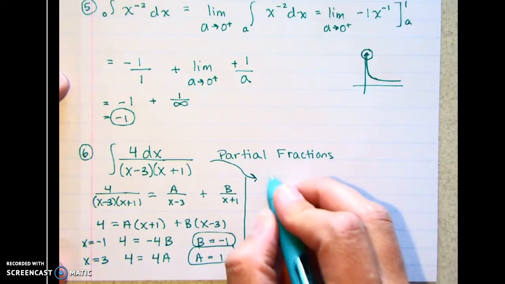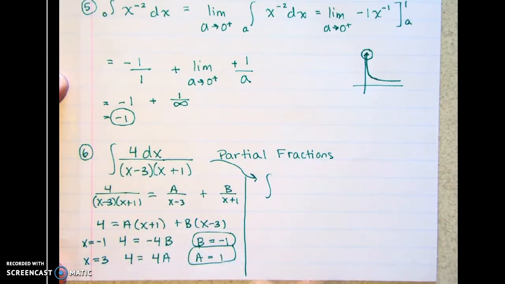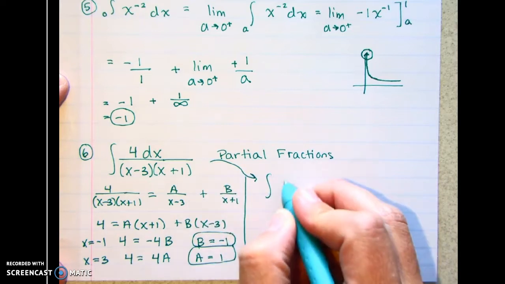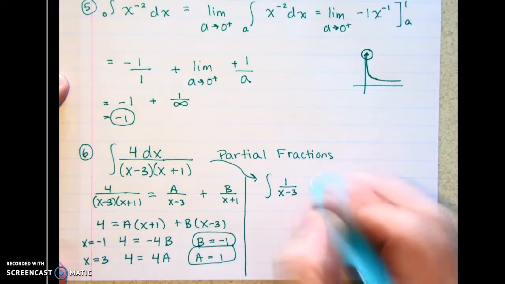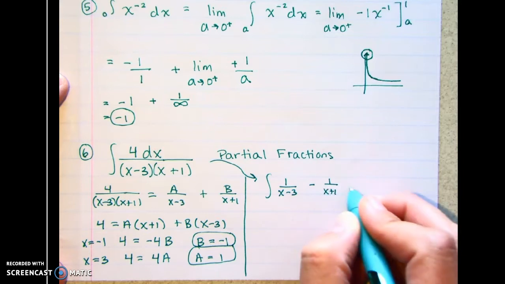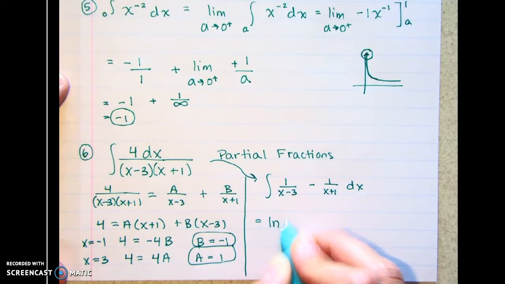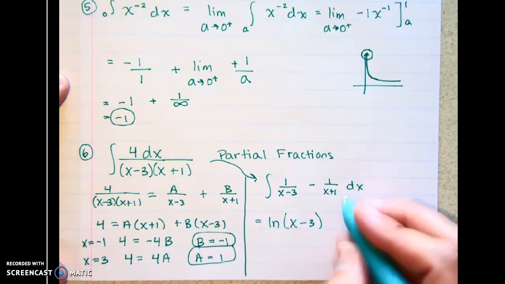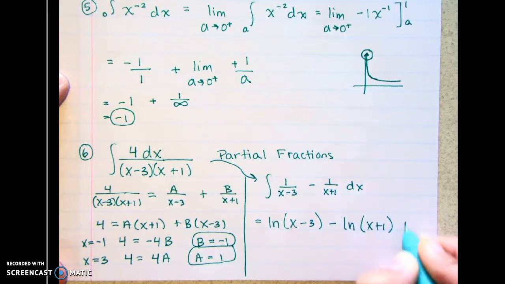Okay. So we have, instead of 4 over, this is going to equal, what's A? A is 1. A is over x minus 3. And B is negative 1, and B was over x plus 1. So that's that. Now we're going to integrate this. Both of these are logarithms. So it's going to be the ln of x minus 3 minus the ln of x plus 1 plus c.